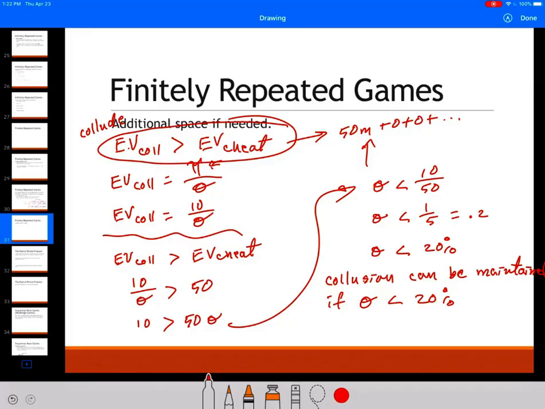So that's how you would work through and think through a finitely repeated game. Now, before we wrap up this video, let's talk about an additional idea that relates to games that we know are going to end, right?